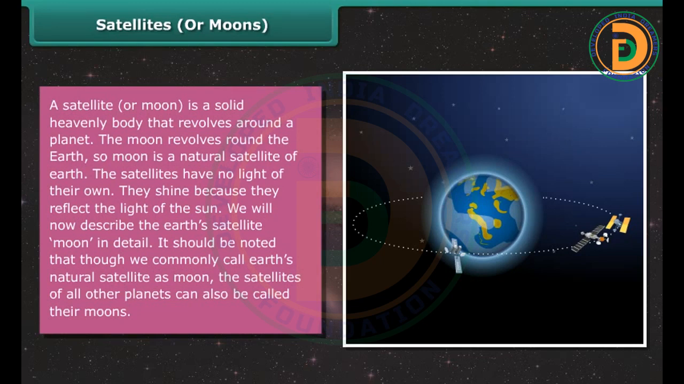It should be noted that though we commonly call Earth's natural satellite the Moon, the satellites of all other planets can also be called their moons.